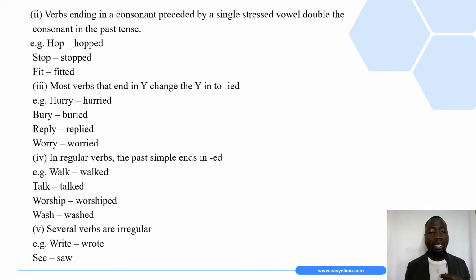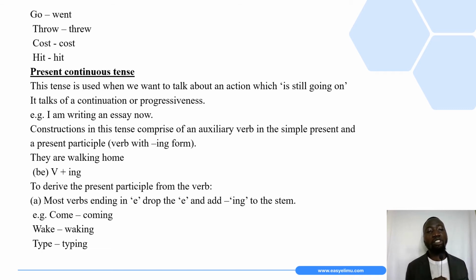Then also, another rule is that some of the irregular verbs that we have take different endings. For example, we have write, then the past of that will be wrote. If you look at see, we have saw in past. So apart from those, we also have go that changes to went, throw changes to threw, cost remains the same, hit remains the same. So for some verbs that are irregular, they have endings that are unpredictable.